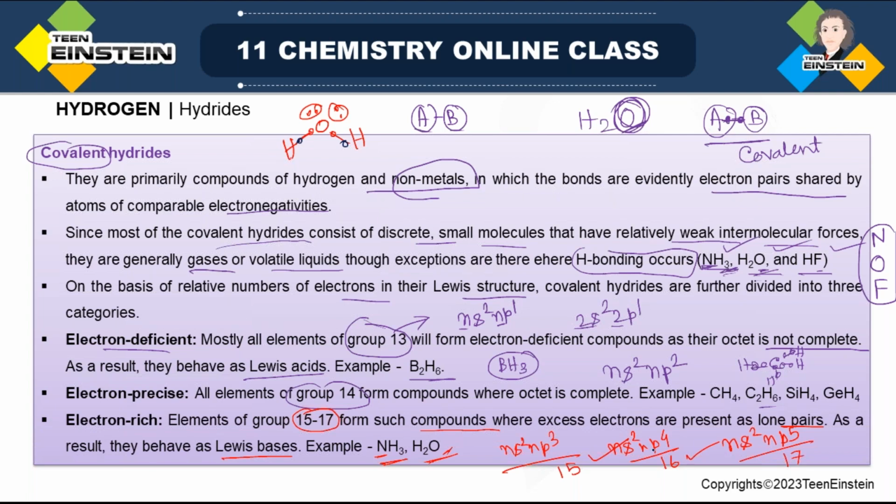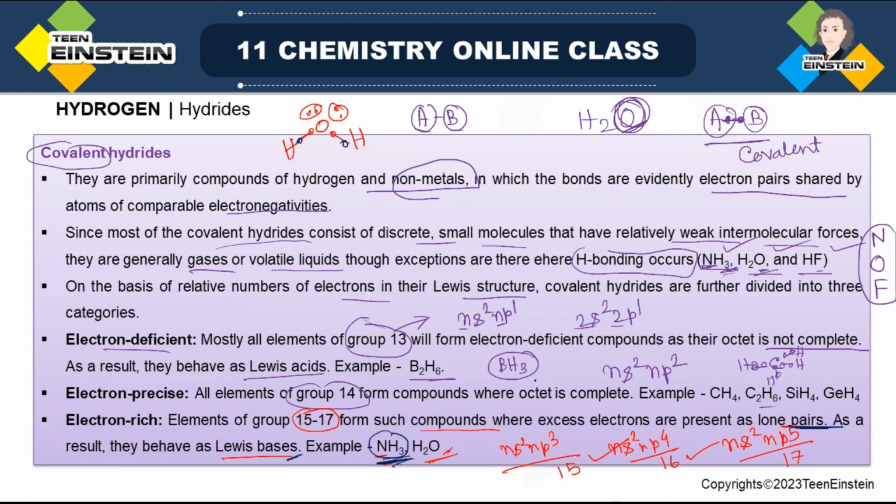Okay, so in such compounds where excess electrons are present, they are mostly present as lone pairs, because if you consider ammonia, there is also one lone pair present. So as a result, they behave as Lewis bases. We already know that though their Lewis basicity character may vary, ammonia is a very good example of a Lewis base. So in this case, we can see that ammonia is a very good base.